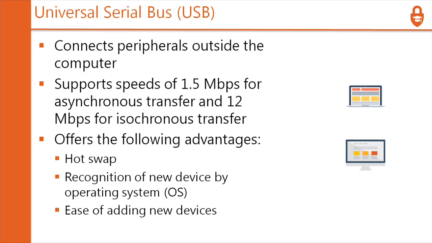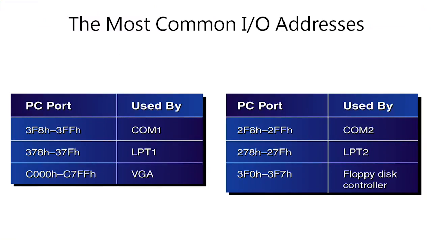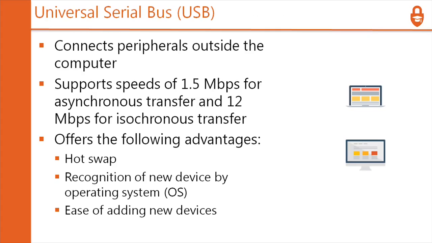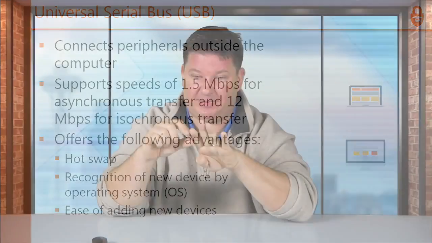isochronous transfer. And then it offers the following advantages. Hot swap, you can just unplug and plug it in. Recognition of new devices by the operating system, so the OS has to support it. And there's an ease of adding new devices. You literally just plug them in. If you look at a USB cable, inside you'll see that 2 of the pins are longer than the other ones, like my 2 fingers here are longer than these 2. So you get the power first, so the device spins up, and by the time you've inserted it all the way, it's already ready to communicate. So it's already spun up and started communicating. So the data channels are ready to go.